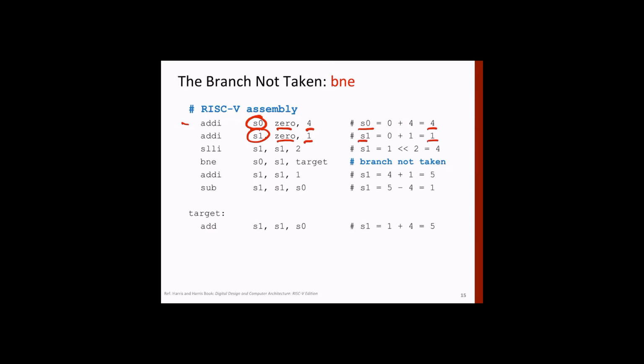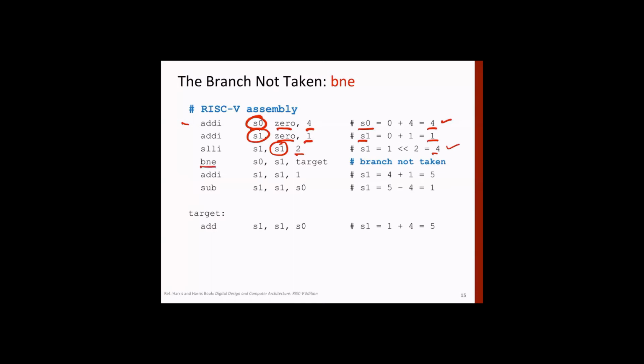Then the third statement is shift left logical immediate. Immediate means that, so shift left logical S1. Whatever the contents of S1, shift left by 2 positions. So S1 contains 1. If you shift it by 2 positions, it becomes 4. Clear? Now, all right. So S0 is 4, S1 is 4. Similar to what we have done last.